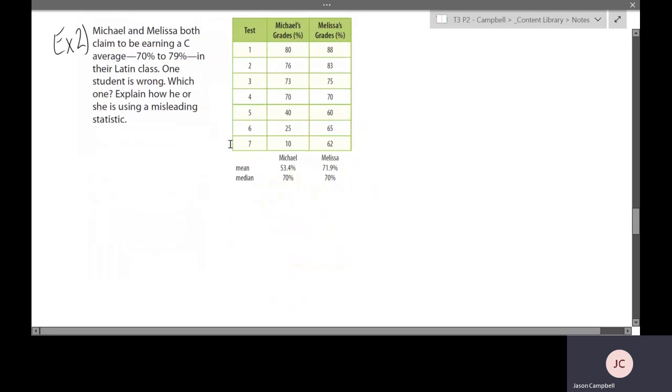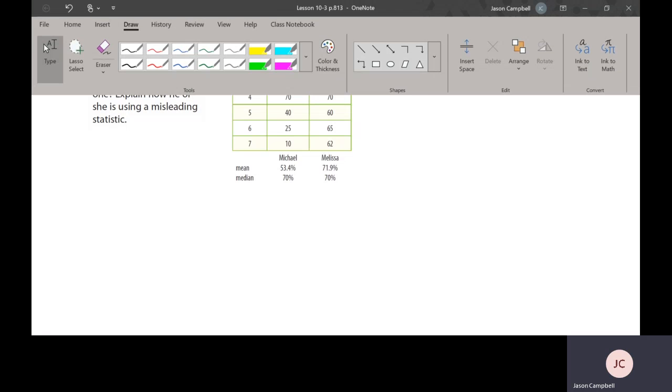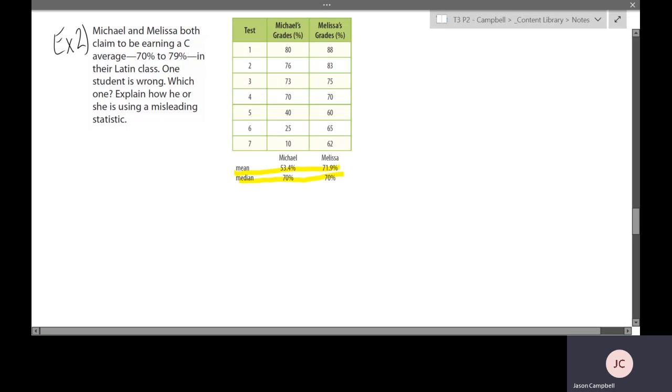It says Michael and Melissa both claim to be earning a C average, 70% to 79% in their Latin class. One student is wrong. Which one? Explain how he or she is using a misleading statistic. Well, down here we have some information. We could see the mean and median for both of these students, and it appears that Michael does have a 70% median, right? The number in the middle is 70 for both of these students. However, his average or his mean is only 53.4%. So it says one student is wrong. We'll say Michael is wrong.